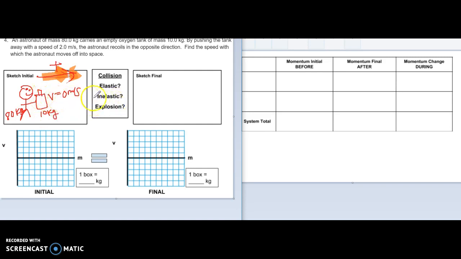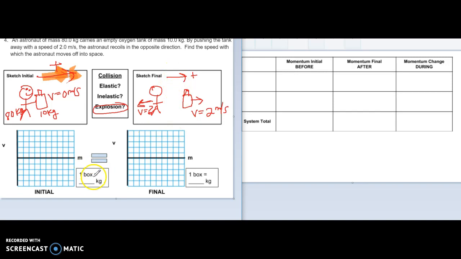Okay, so since they start together and then come apart, this is an explosion. So then what's going to happen is we'll still say to the right is positive. The oxygen tank is going to head off in this direction at 2 meters per second, and then we want to find the velocity of the astronaut. Okay, and we can assume it's going to be in this direction. We can kind of see what's going to happen, right? Newton's third law. They're each going to feel a force, and they're going to move off in opposite directions.